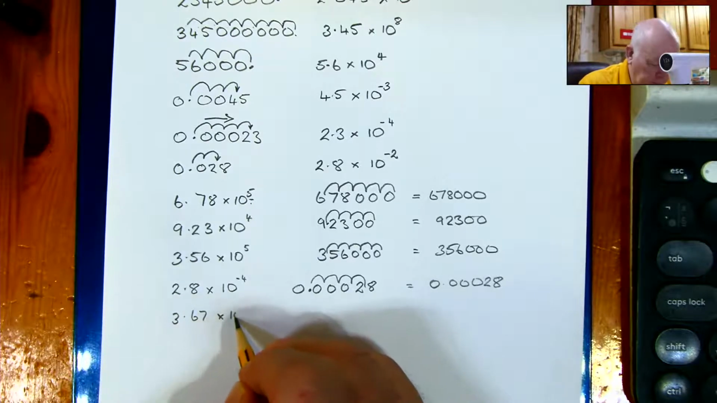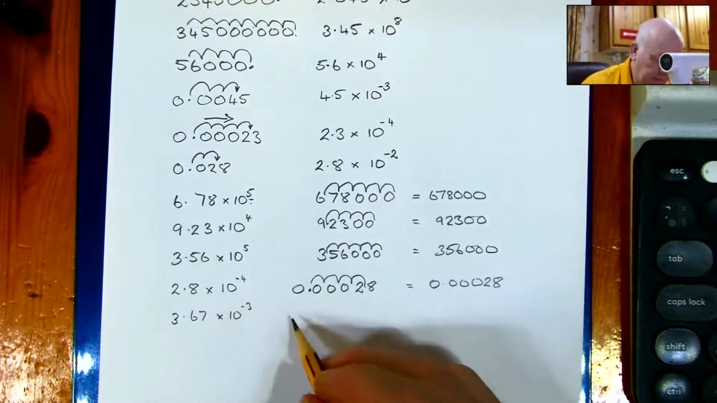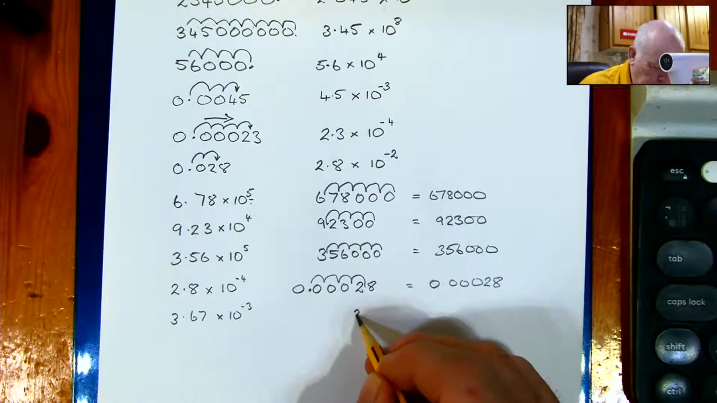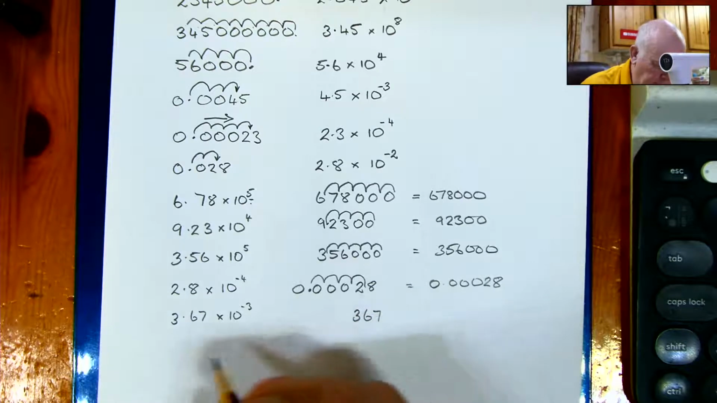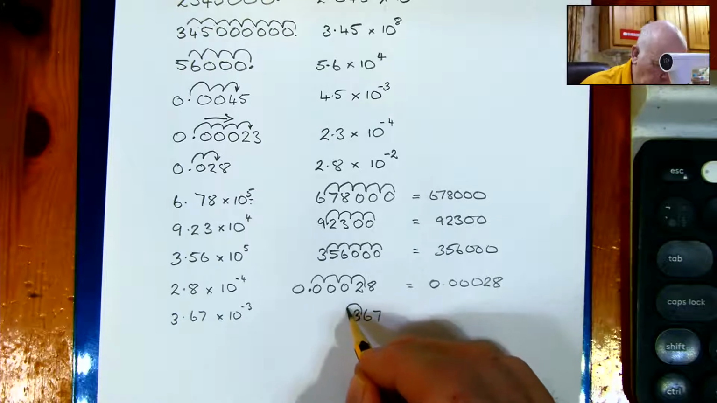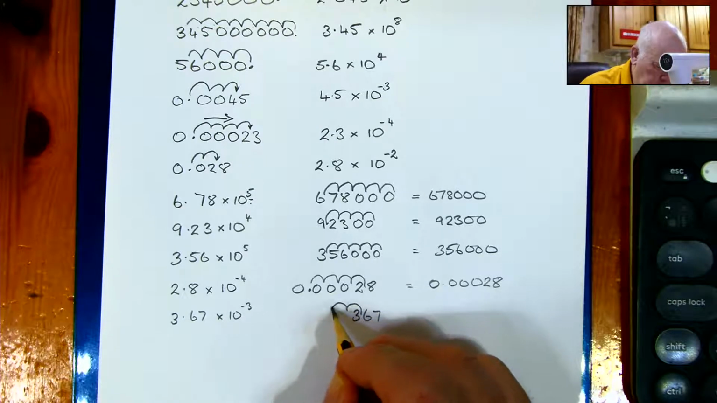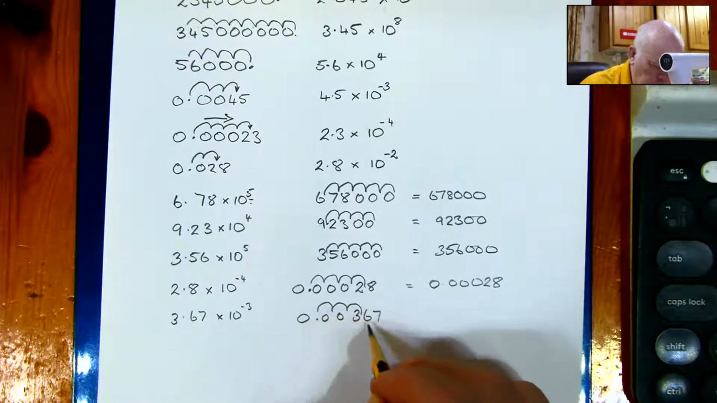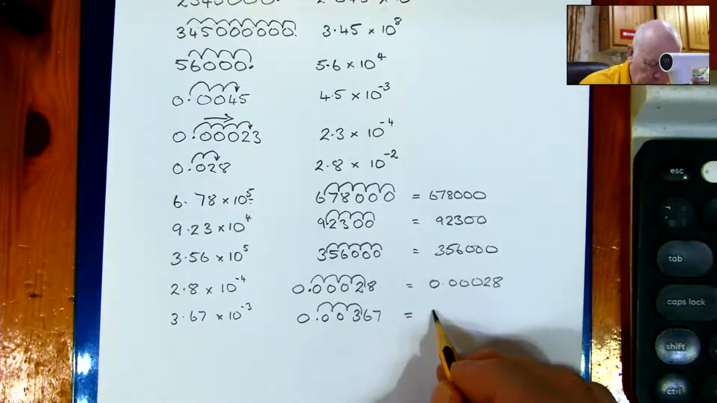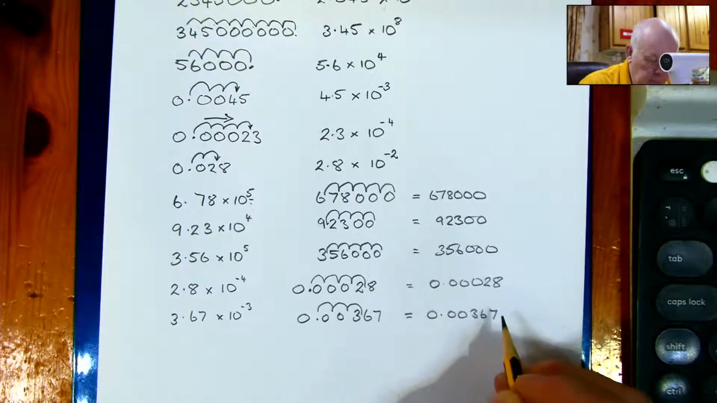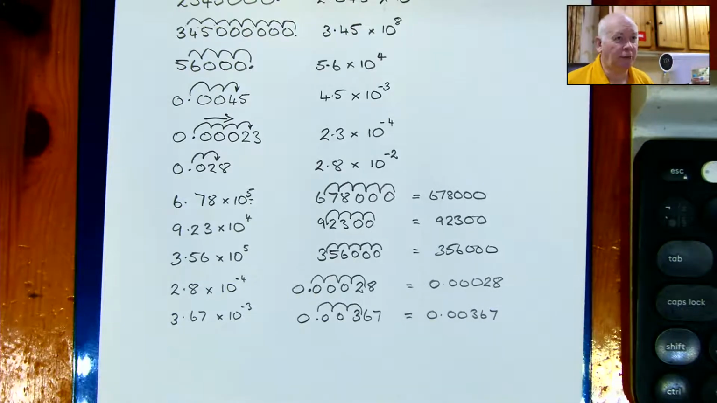Let's try that again. 3.67 times 10 to the minus 3. So what have we got with this? Well, I'm going to write my number in, 367, and starting here at the decimal point, we're going to go 1, 2, 3. 0.00367. Get the idea? Hopefully you do.